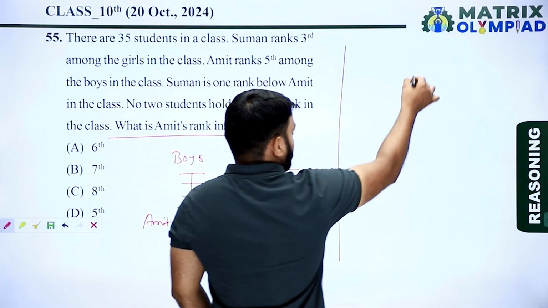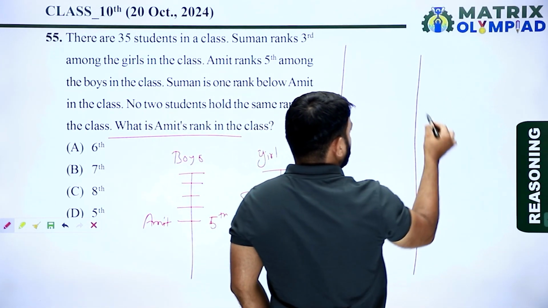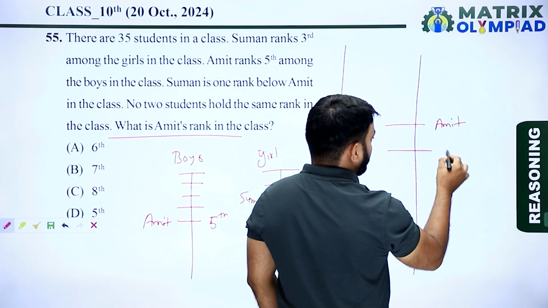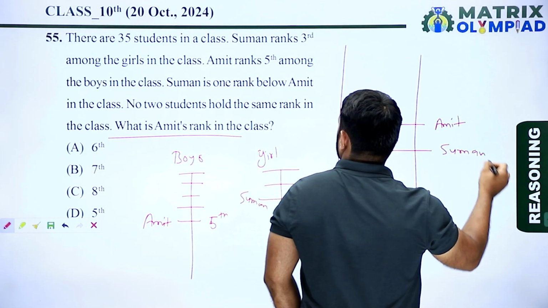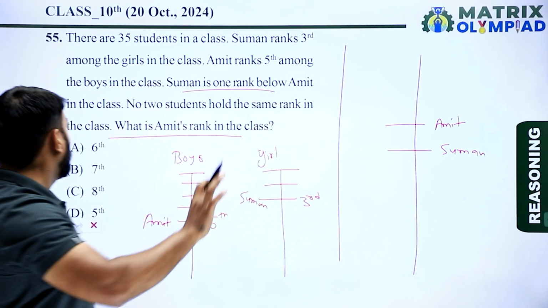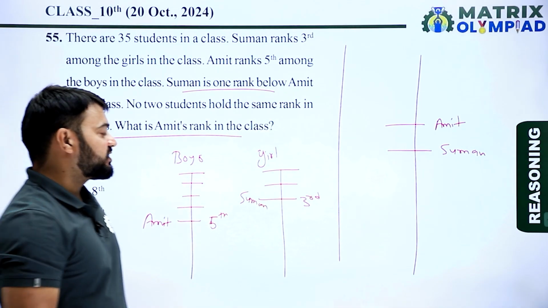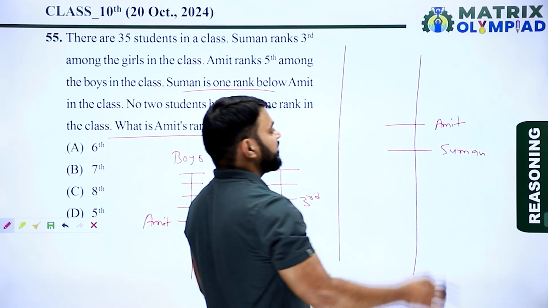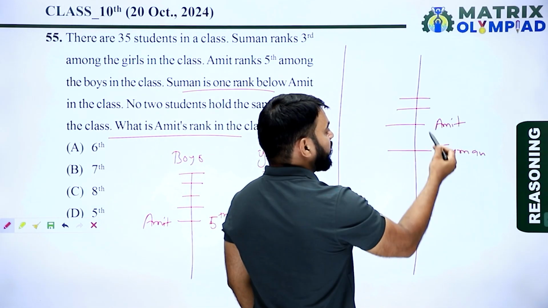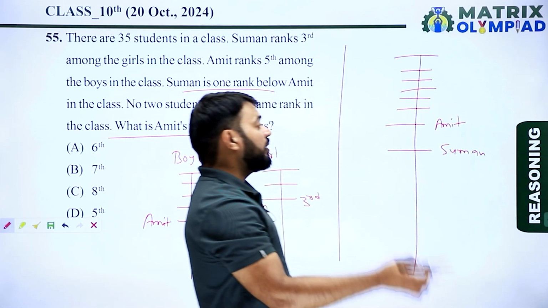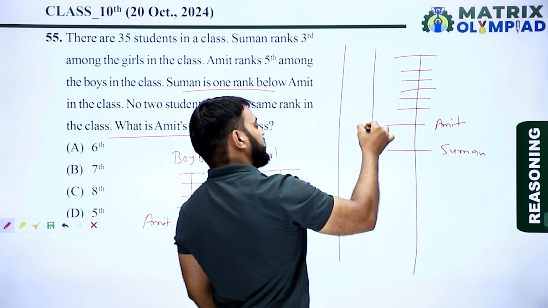सो अब इन द क्लास, क्लास के अंदर, अमित की रैंक से जस्ट नीचे किसकी रैंक है? सुमन. बिकॉज सुमन इज 1 रैंक बिलो अमित इन द क्लास. अमित की रैंक से एक जस्ट नीचे. सो सुमन से पहले कितने गर्ल्स हैं? 2. और अमित से पहले कितने बॉयज हैं? 1 2 3 एंड 4. सो अमित की रैंक कितनी हो जाएगी?